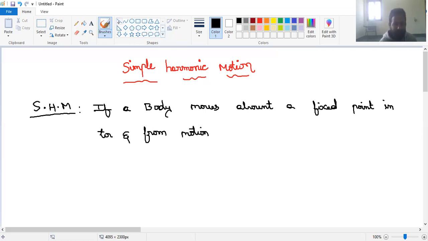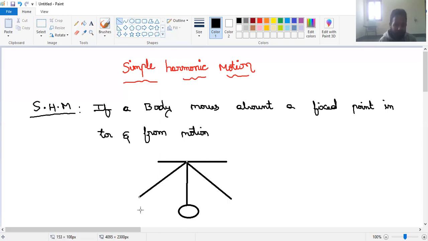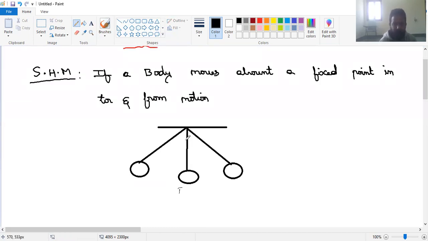Let us discuss with an example. Let's call this one a simple pendulum. Now this simple pendulum will move away. This will go here, and this can also go here. See beta, it always moves about a fixed point. In this, the fixed point is nothing but this one.